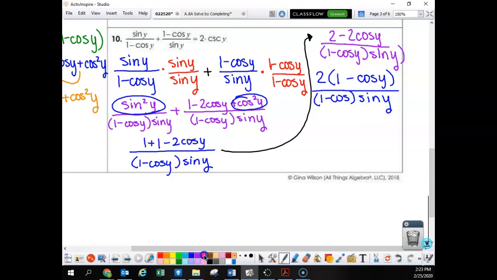And then what can I do here? Cancel. So the 1 minus cosine y and 1 minus cosine y cancel out. And so now I'm left with 2 times 1 over sine y. And what's 1 over sine y? So this is 2 cosecant y, which is what we wanted. Any questions? Make sense? Okay.